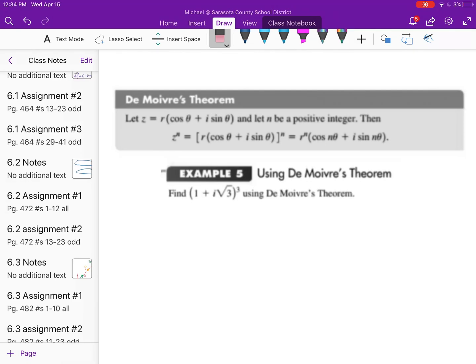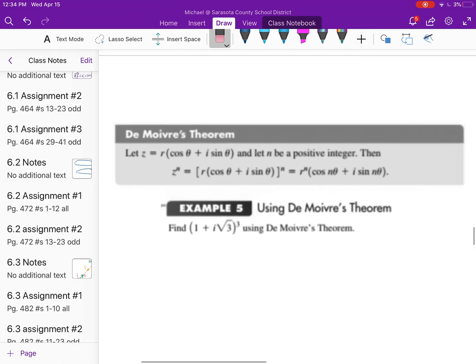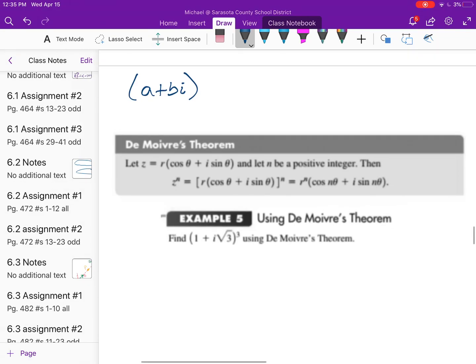Reason being is because if you think just about how inconvenient it would be to multiply a large exponent of complex numbers, right? So you think about what I mean by that. Let's say, for instance, you had a plus bi, and you wanted to raise that to the 8th exponent. As of right now, all you really know how to do is to literally write out a plus bi 8 different times, so on and so forth. And that would not be fun, right?